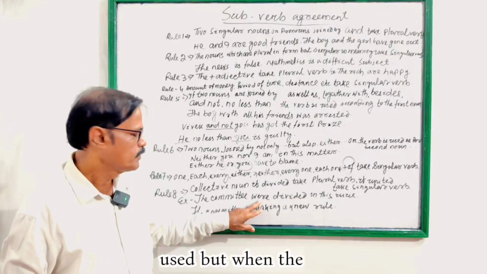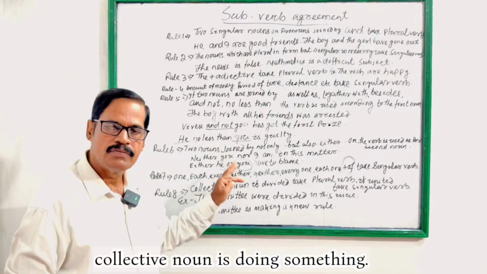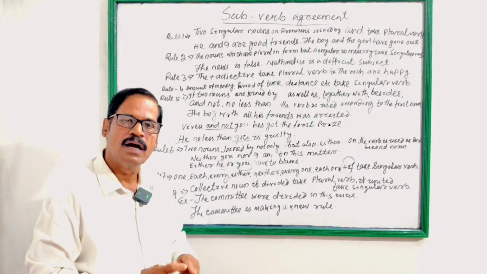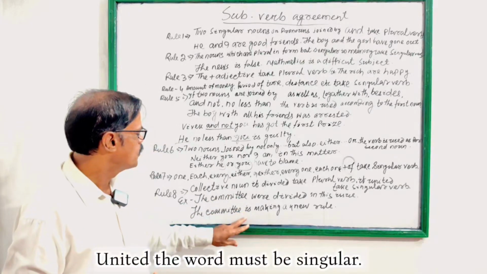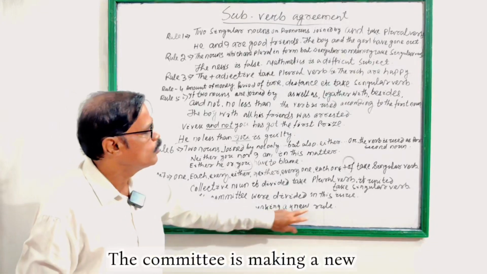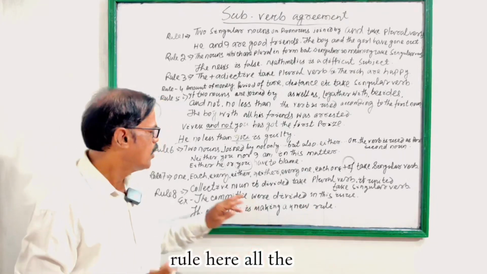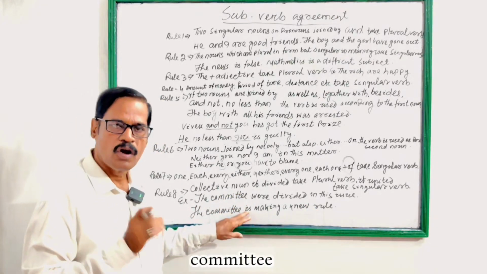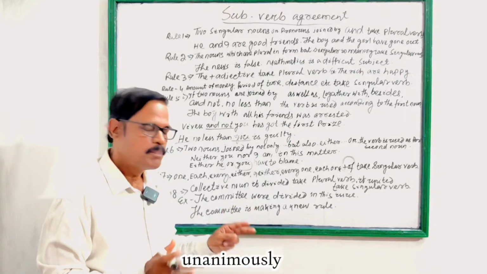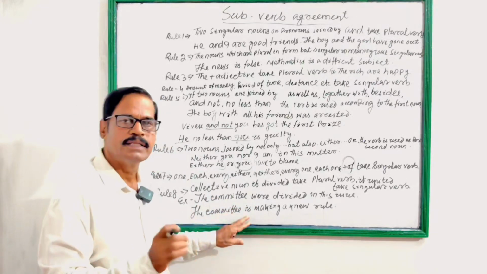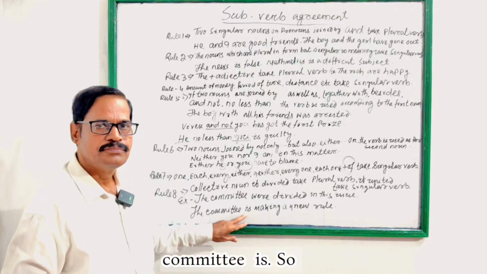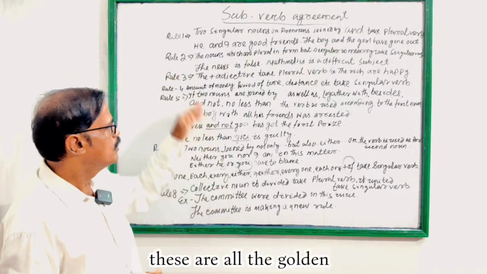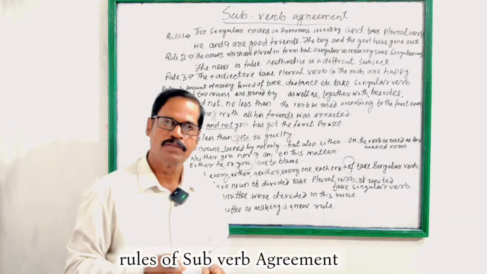But when the collective noun is doing something as a single body, if it is united, the verb must be singular. The committee is making a new rule. Here, all the members of the committee unanimously have made this new rule, that is what the committee is. So these are all the golden rules of subject agreement.